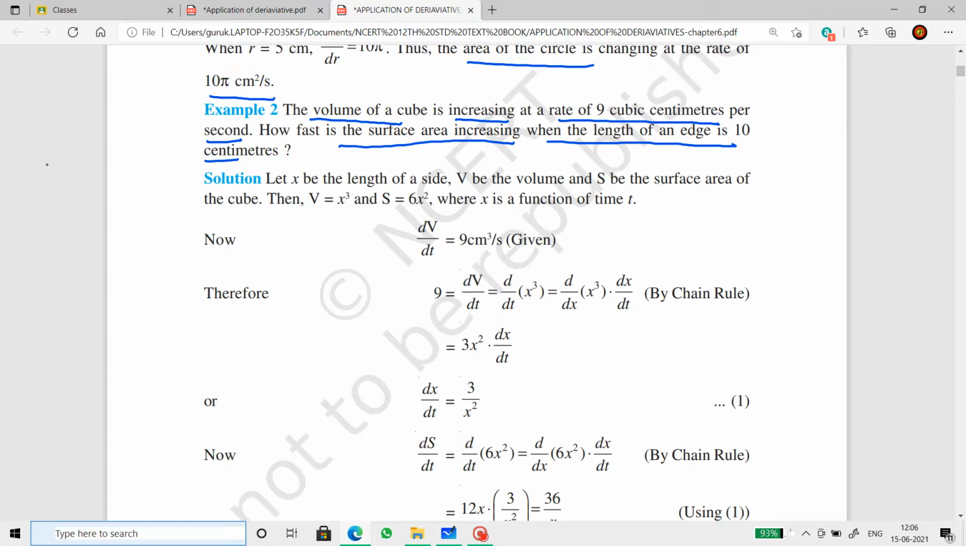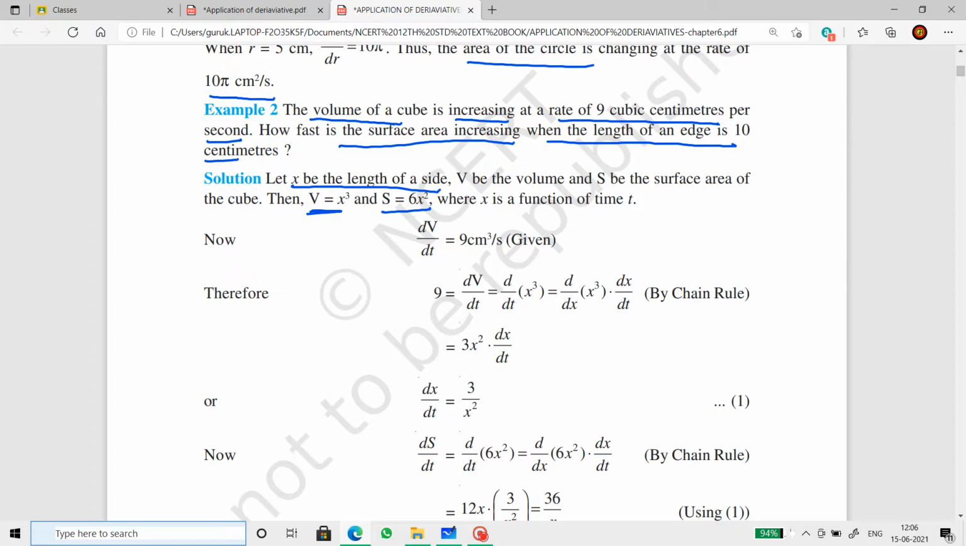Now, what is the volume of a cube? Volume is side cube, so V is equal to x cube. And what is the surface area of the cube? 6 into side square, or 6x square, because they have treated x as the length of a side.